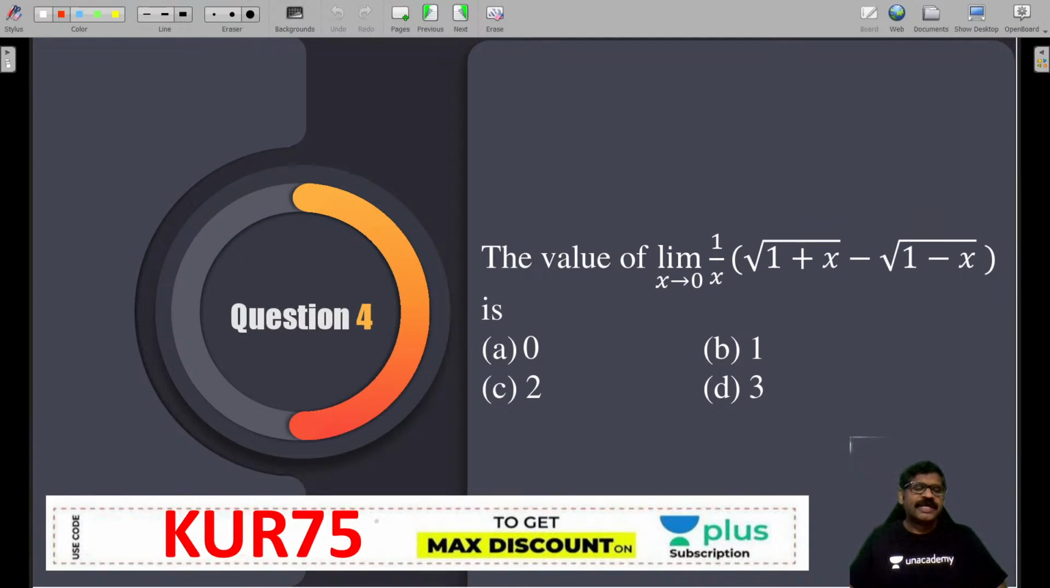Next problem. Limit x tends to 0, 1 by x of square root of 1 plus x minus square root of 1 minus x. Here, to evaluate the value of the limit, we have to apply rationalization. You have to multiply numerator and denominator with square root of 1 plus x plus square root of 1 minus x.